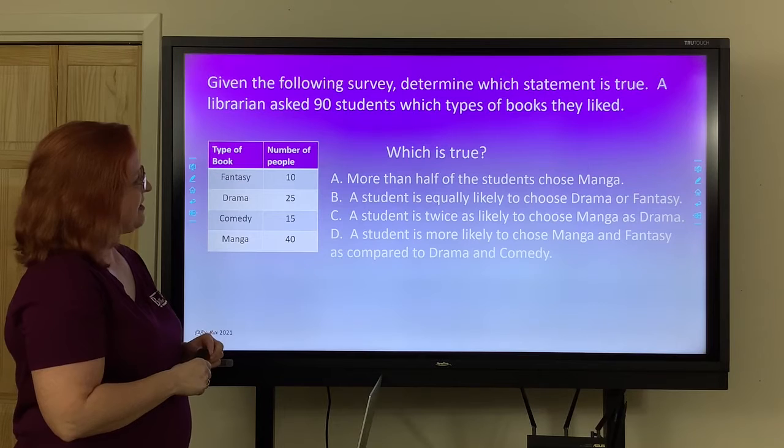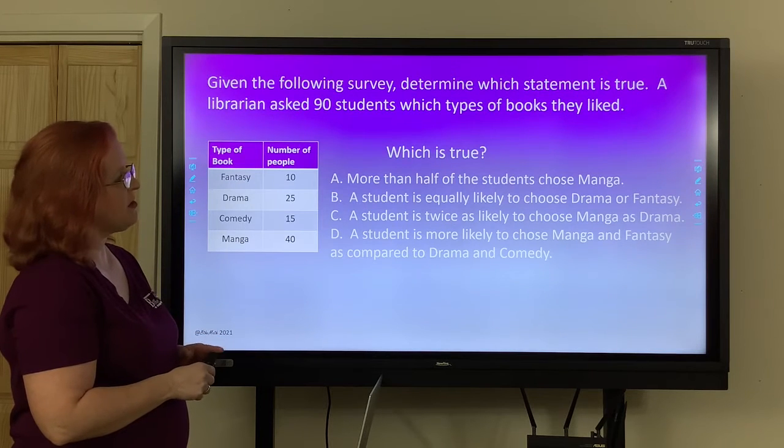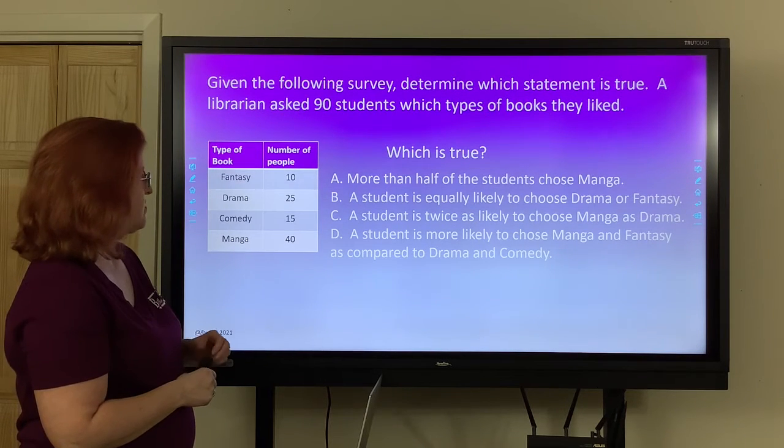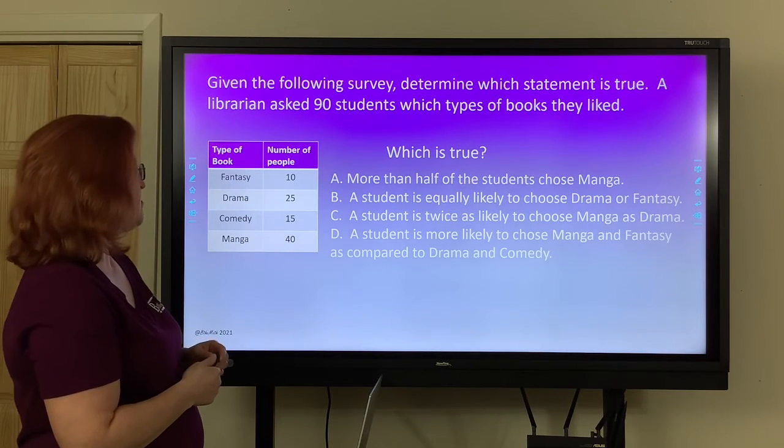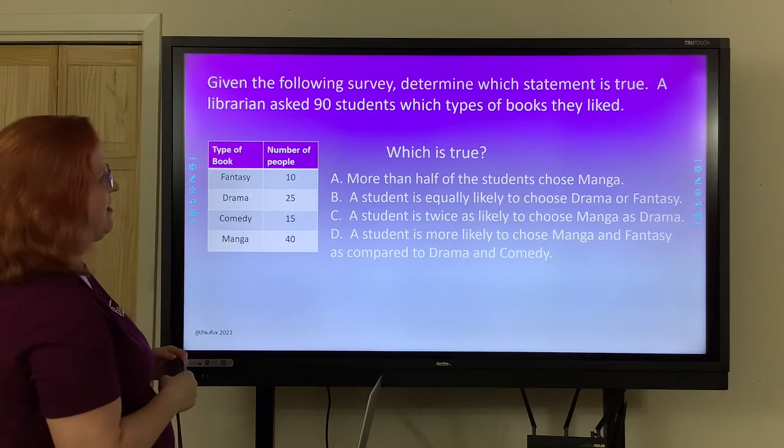Answer choice B, a student is equally likely to choose drama or fantasy. C, a student is twice as likely to choose manga as drama. Or D, a student is more likely to choose manga and fantasy.